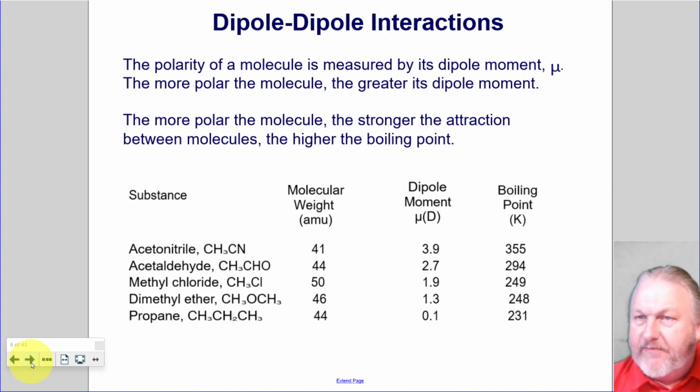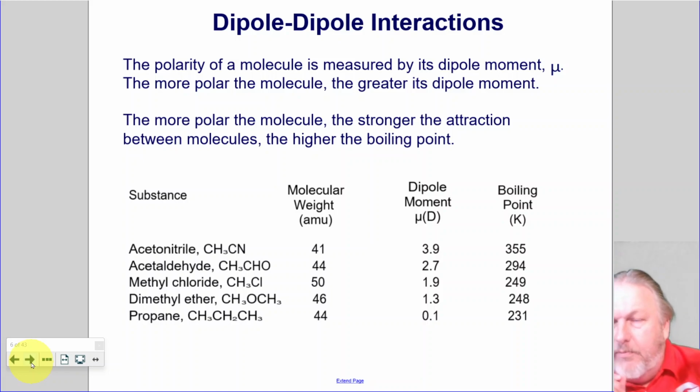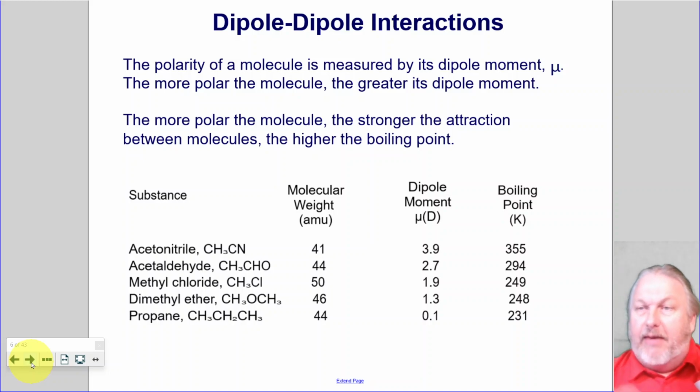So the polarity of a molecule is measured by a new term, a dipole moment, or I think that's mu. Mu, the Greek letter mu, looks like a little U. All right. The more polar the molecule, the greater the dipole moment. Also, the more polar the molecule, the stronger the attraction is between the molecules. And because there's a stronger attraction, it's going to take more energy to separate those molecules. Therefore, it will have a higher boiling point.